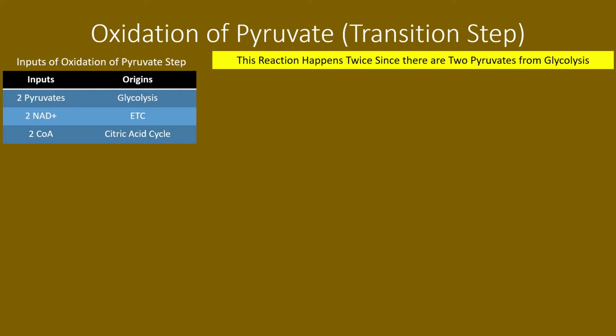The inputs of this reaction are two pyruvates, which came from glycolysis, two NAD pluses, which come from the electron transport chain, and then two coenzyme A's, which come from the citric acid cycle.